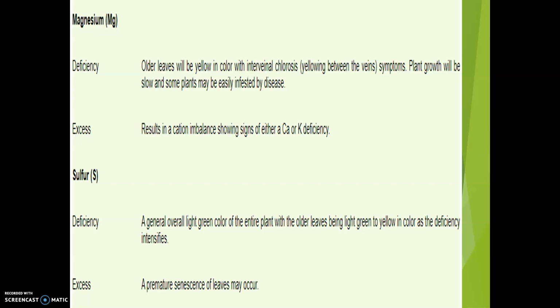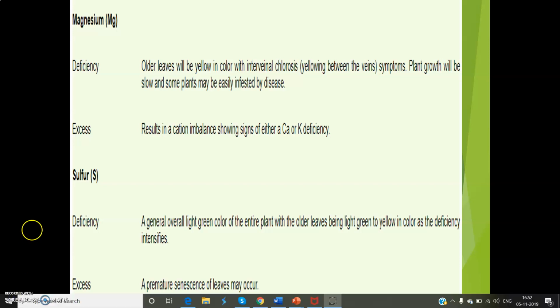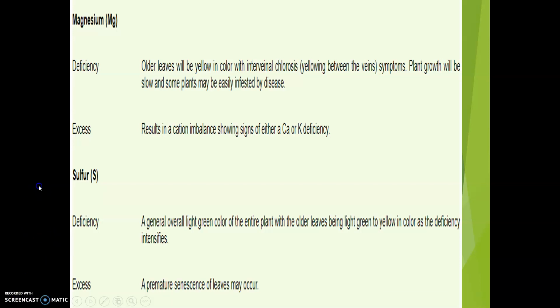Then coming to the next component, that is sulfur. Sulfur is somewhat like phosphorus, and it is involved in plant cell energetics. It is an important component of amino acids and proteins.